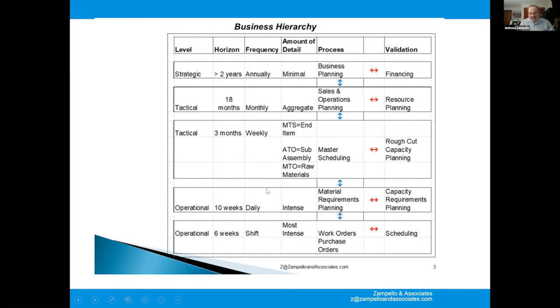And I'm not going to get into the bottom two parts there of MRP and then actual execution, but we're going to stay kind of in the middle here.